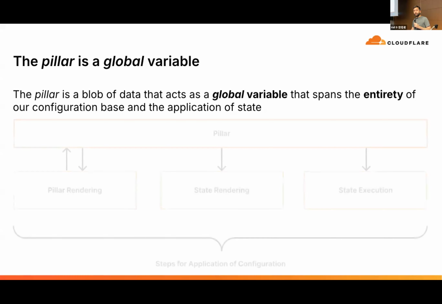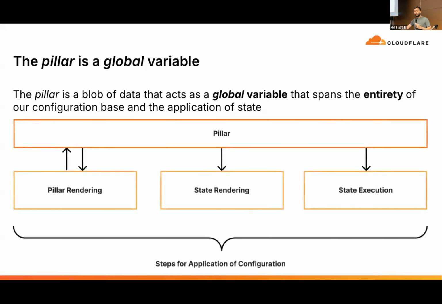The first example is that we classified our pillar as a global variable. For those who are less familiar with SaltStack, the pillar is effectively a dictionary of information that spans the entirety of the application of state. So you can write information to it, you can read information from it, you can amend things. Everyone's information is all in one place, and it affects everything across the entirety of our application management. It's just a massive dictionary, basically.